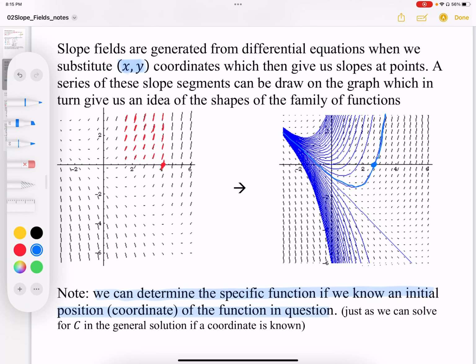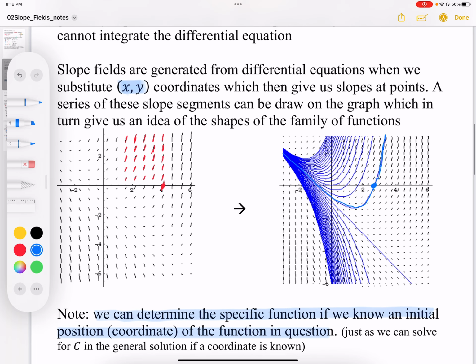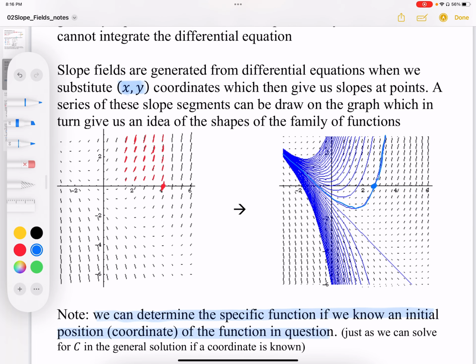So this is particularly useful when we have a differential equation which is not solvable. So we are not able to anti-differentiate this, and then we're stuck. But if we know what the slope field looks like, we can then estimate what that function is going to be by tracing out a solution through the slope field.